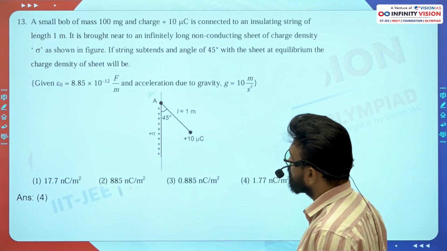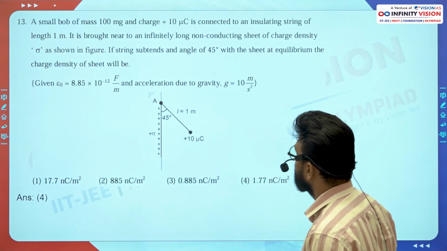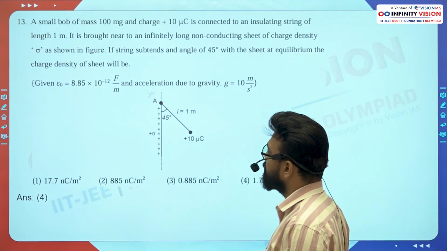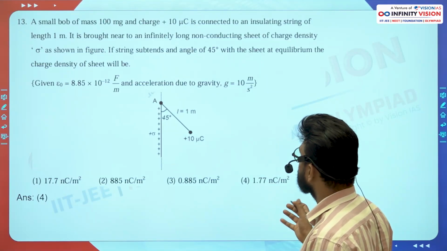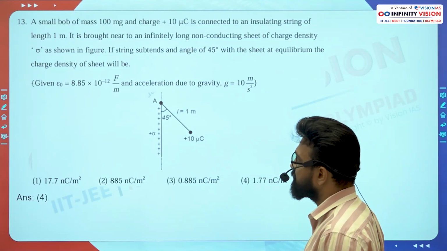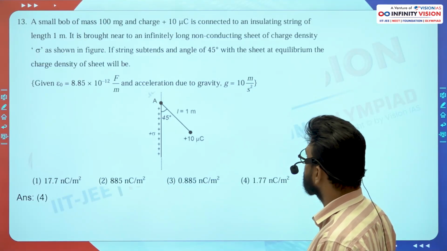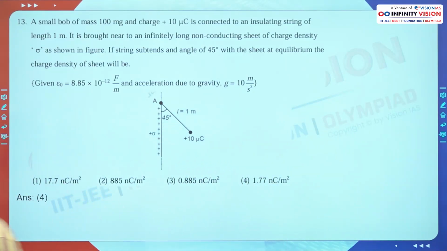Next, a small bulb of mass 100 milligram and charge 10 microcoulomb is connected to an insulating string of length 1 meter. It is brought near to an infinitely long non-conducting sheet of charge density sigma. If the string subtends an angle of 45 degrees with the sheet at equilibrium, the charge density of the sheet will be. So what should be the charge density?